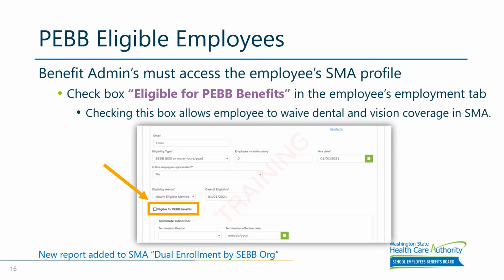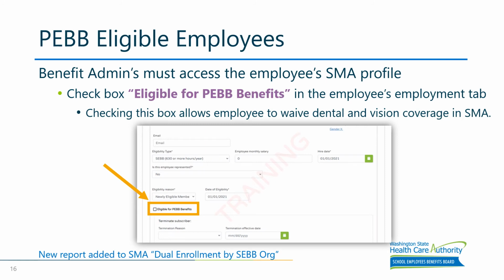You want to go ahead and check the box here in yellow stating eligible for SEBB benefits within the employee's employment tab. And what this does, checking this box allows that employee to now waive their dental and vision coverage in SEBB My Account. So don't get this confused that if an employee is just waiving medical, that you don't need to check this box.